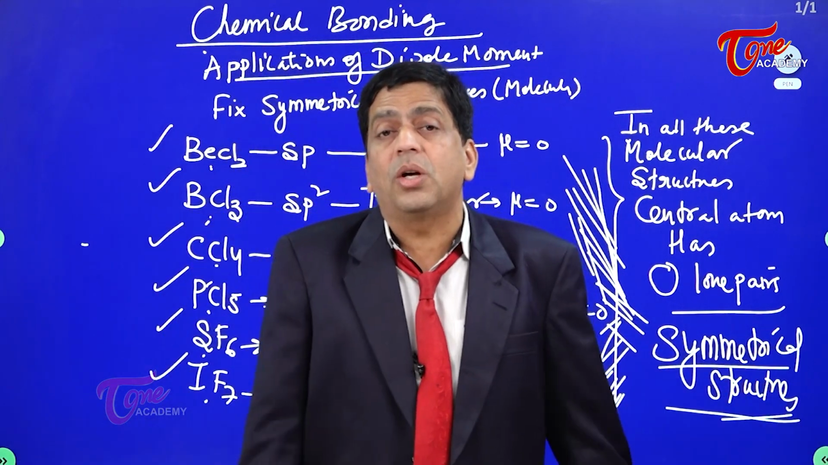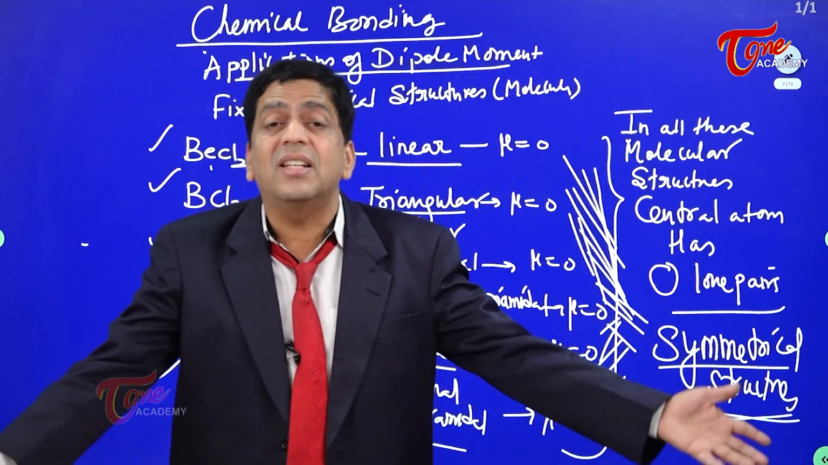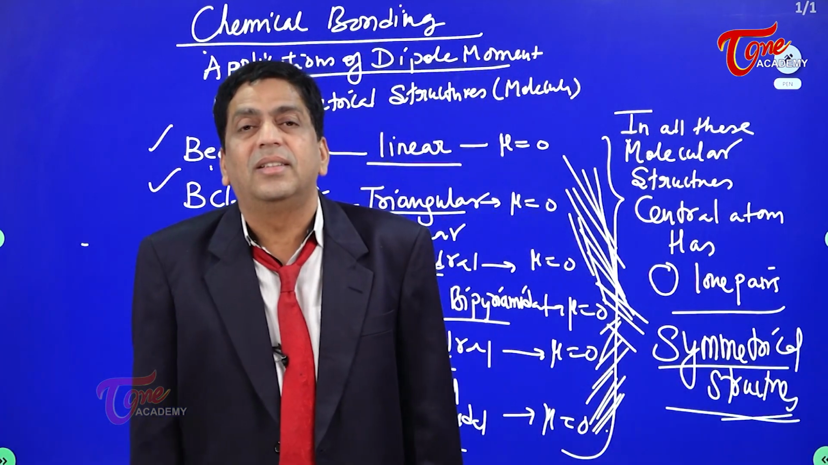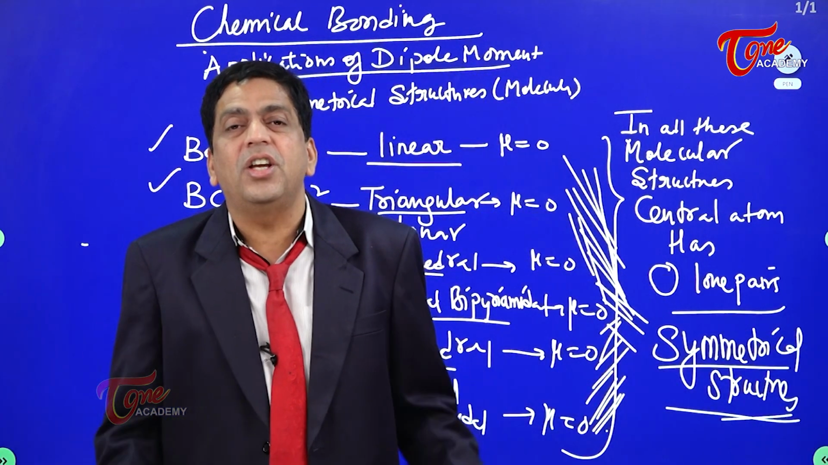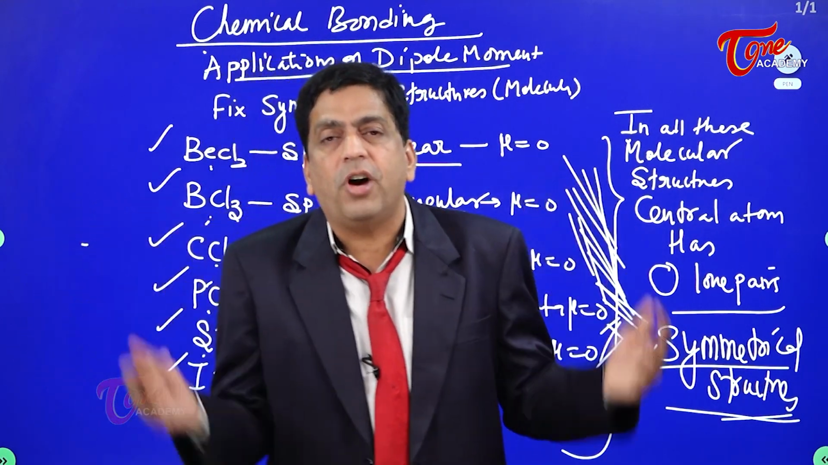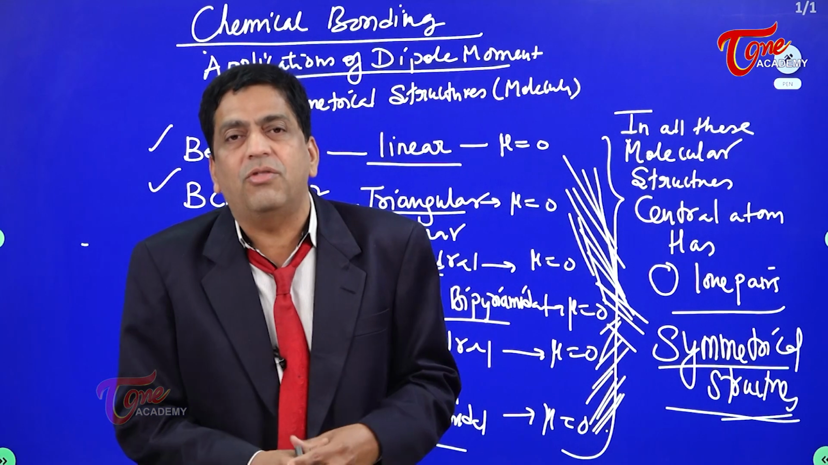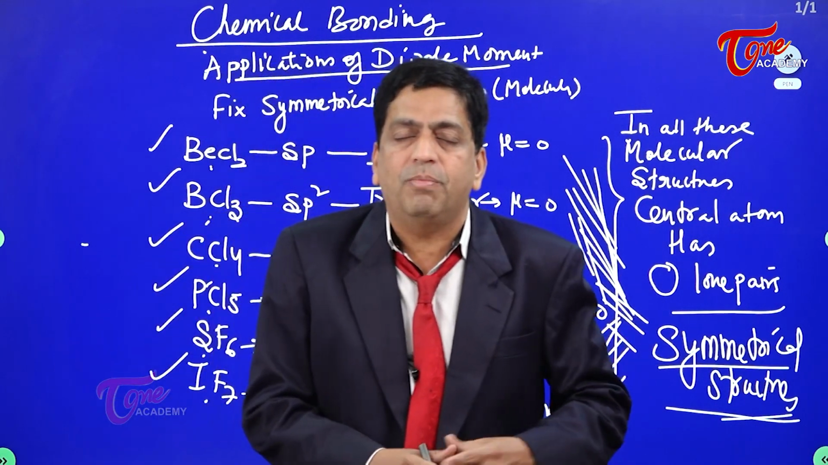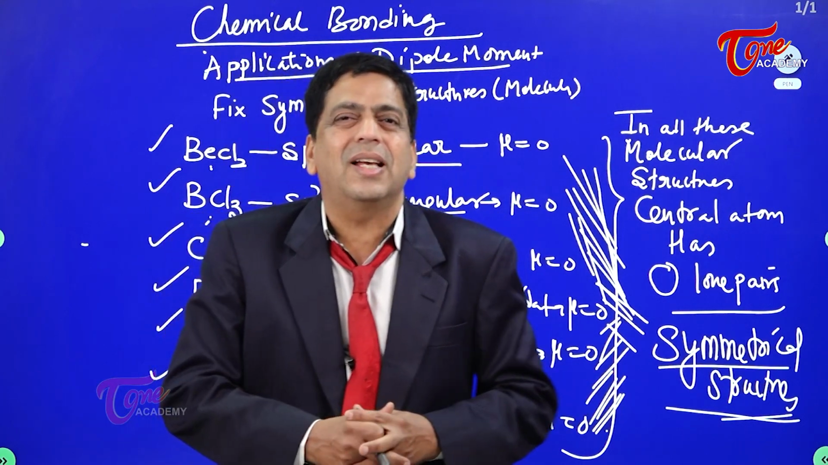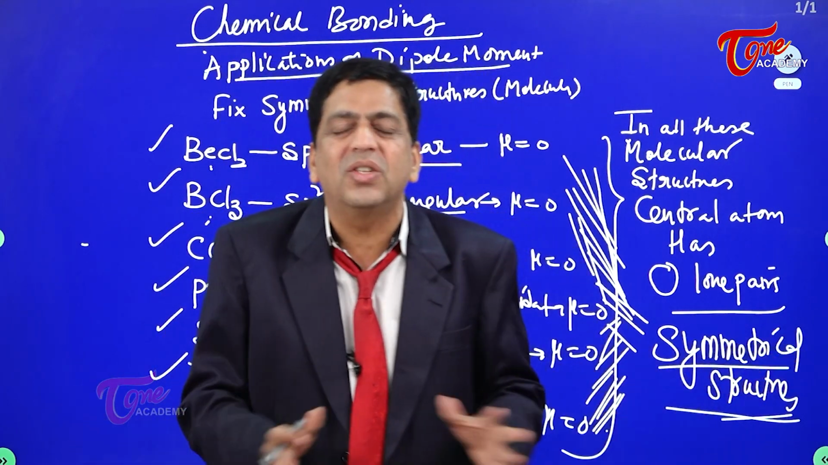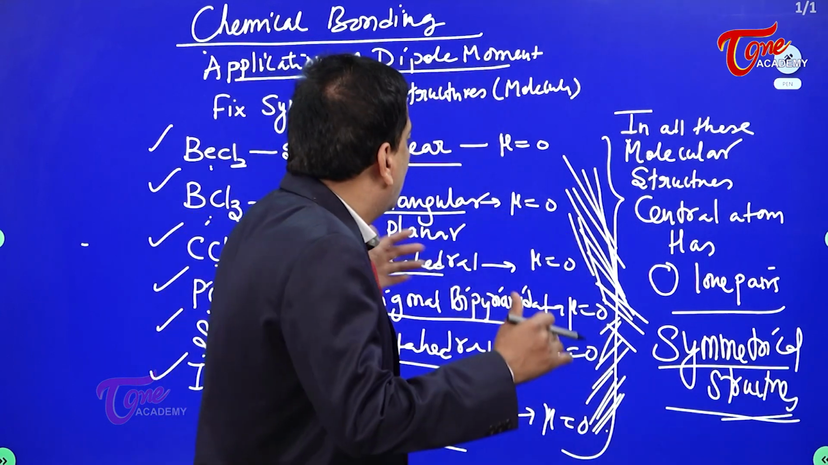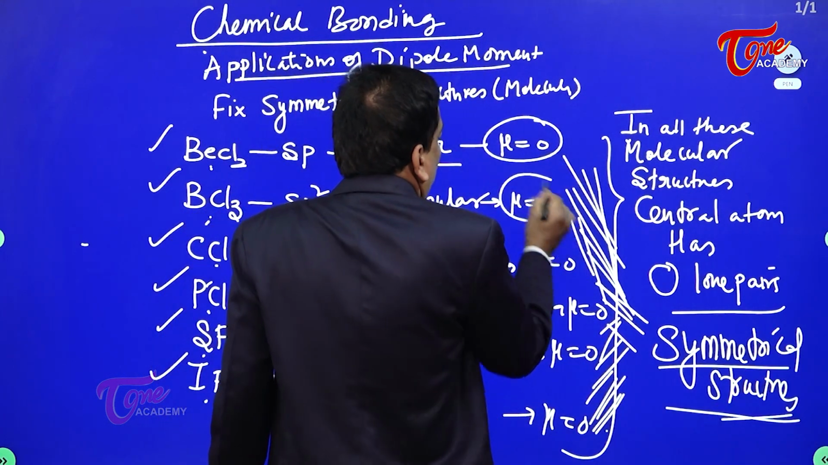When is the dipole moment 0? When the central atom doesn't have a lone pair, and has only bond pairs. So the structures linear, tetrahedral, pentagonal bipyramidal, trigonal bipyramidal, square planar, triangular planar, all these have zero lone pairs, and all these structures are said to be symmetrical with a dipole moment equal to 0.